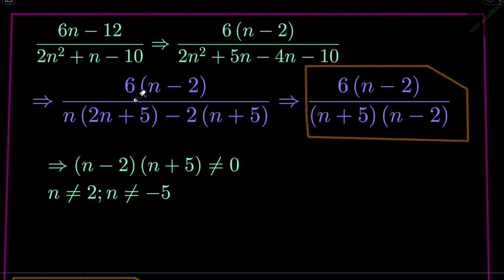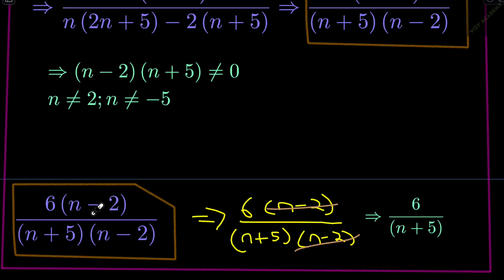On taking the common factor, we are left with 6 times n minus 2 over n times n plus 5, negative 2, n plus 5. n plus 5 is common, so we will take it common. 6 times n minus 2 over n plus 5 times n minus 2. Again be very careful, because here n minus 2 is common, but we will find the non-permissible value first and then we will cancel out the terms. So n minus 2 times n plus 5 cannot be equal to 0, so n cannot be equal to 2 and n cannot be equal to negative 5. On substituting both the values, if n is equal to 2 or n is equal to negative 5, we will get 0 in the denominator.